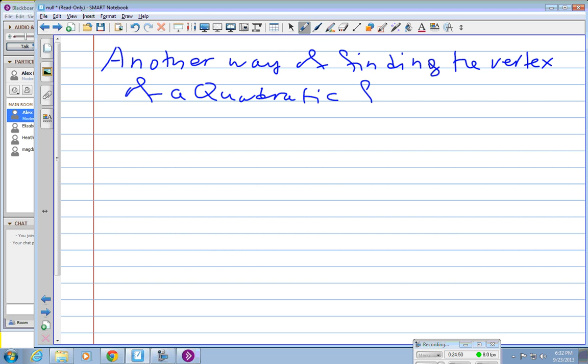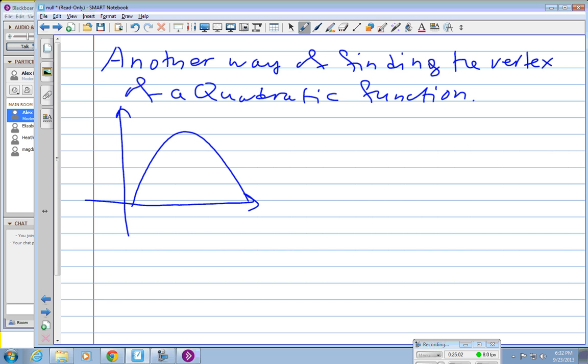Of a quadratic function. So let's say I have this graph. This is what we did with another class.